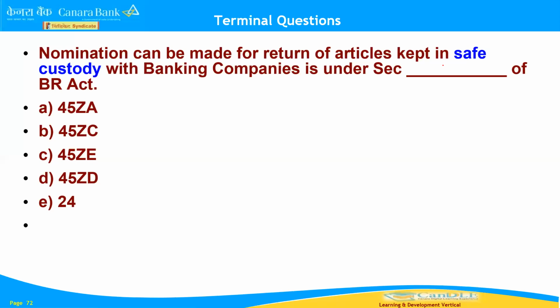Nomination can be made for return of articles kept in safe custody with banking companies under which section? Safe custody. 45ZA, ZB, ZC, ZD, ZE, ZF. In which does safe custody come? Answer B. Very good. ZC.